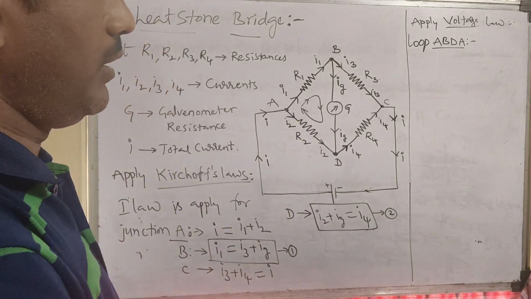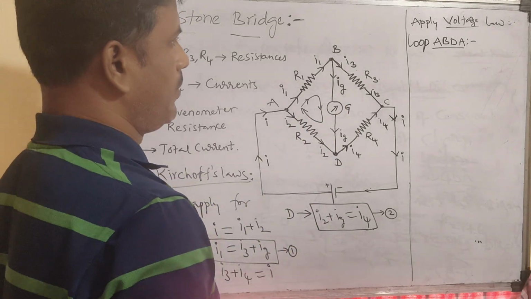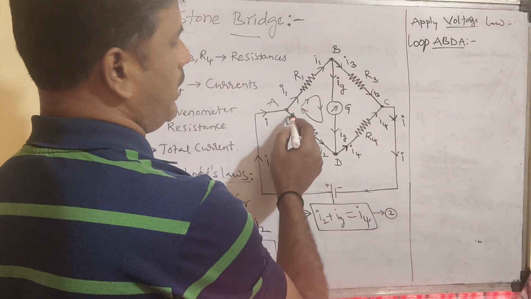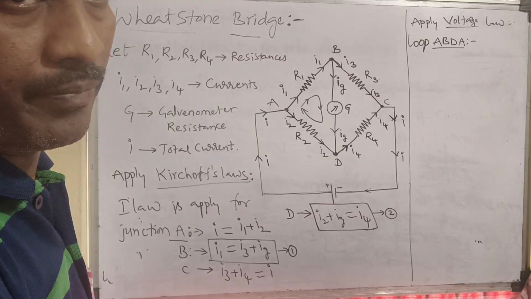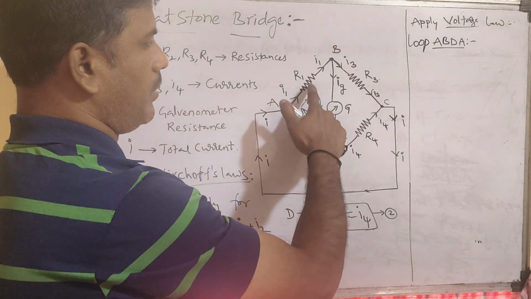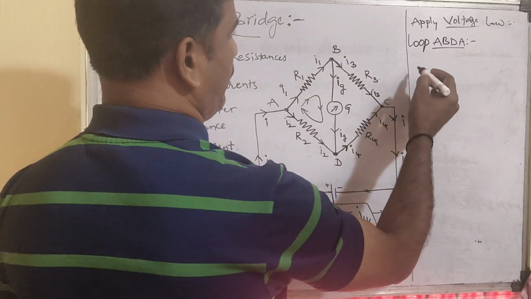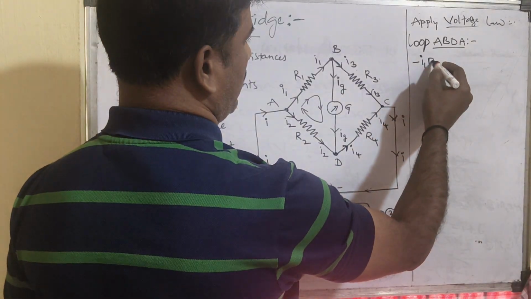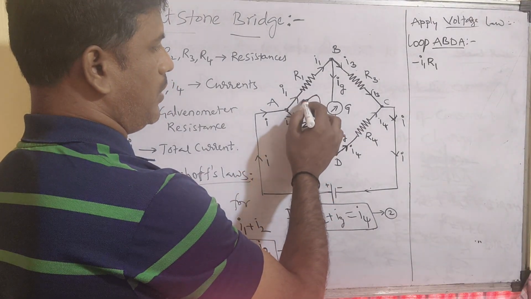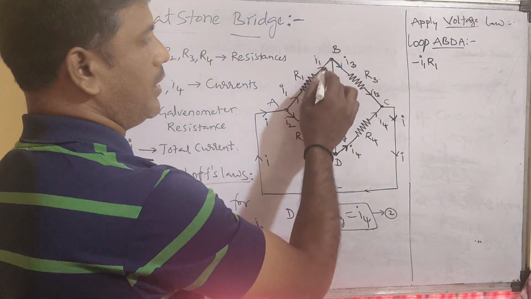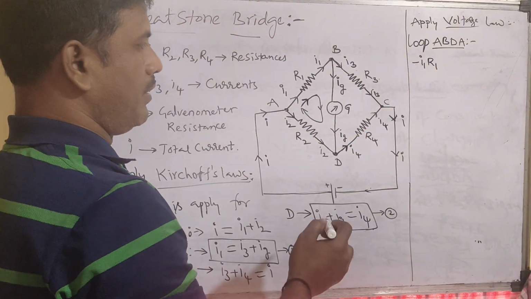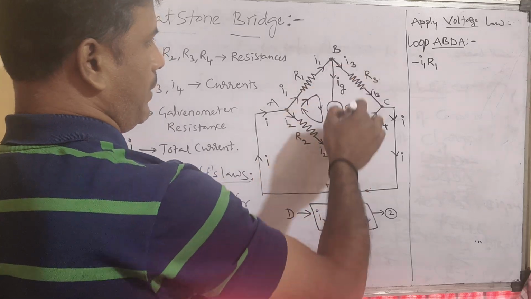So the path is very important. Now, A to B. Observe here, two conditions are there. When current is passing through the resistor, the potential decreases. That's why minus I1 R1. Clear? The direction of the loop, that means the path direction, and the current direction are both in the same direction. That's why minus.